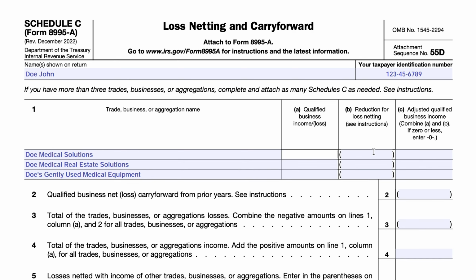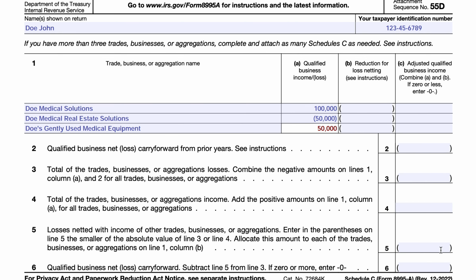Let's just say that in the medical solutions, we had a business income of $100,000. For the real estate, we generated a loss of $50,000. And for the medical equipment, we made $50,000. And then there's the reduction for loss netting purposes. According to the instructions, what we're going to use in the column B field, we're going to apportion the amount from line 5 right here.